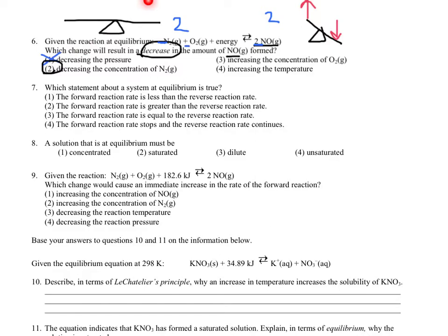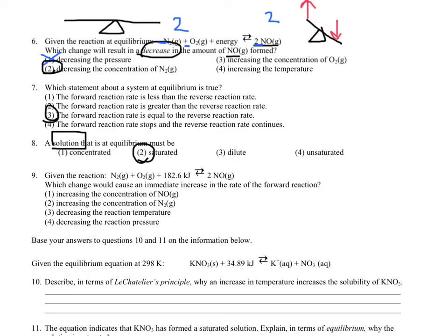Question number 7 is simply a definition of equilibrium. And we recall that at equilibrium, the rates are equal, the concentrations are constant. Again, question number 8 is another definition. So we know that all solutions at equilibrium are going to be saturated. Saturated means the rate of dissolving is equal to the rate of crystallization.